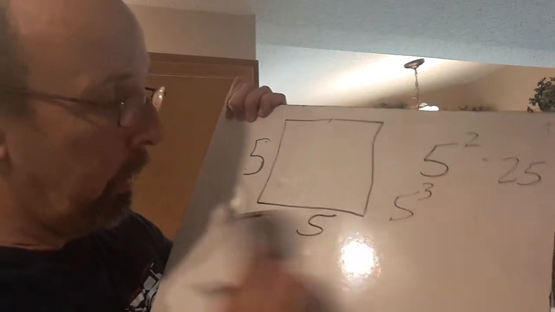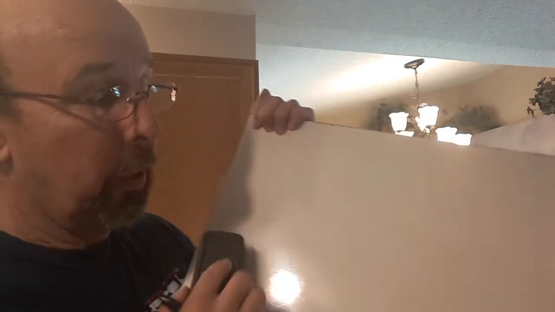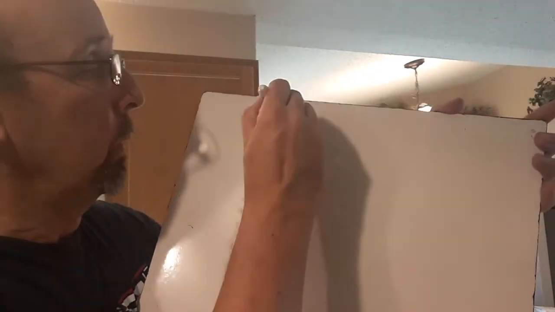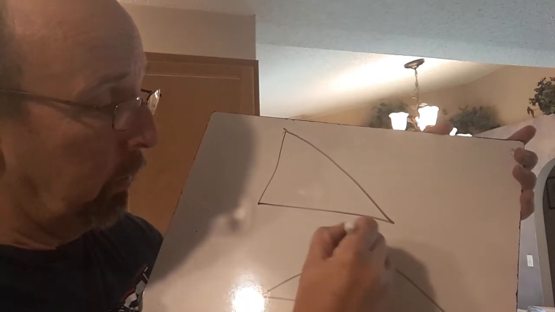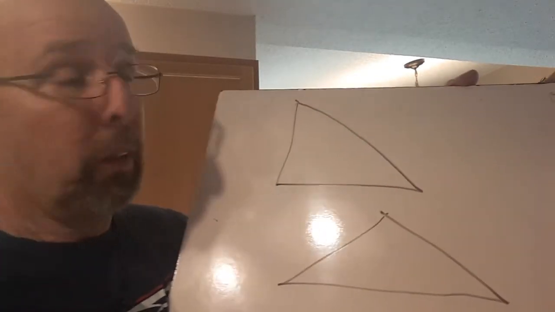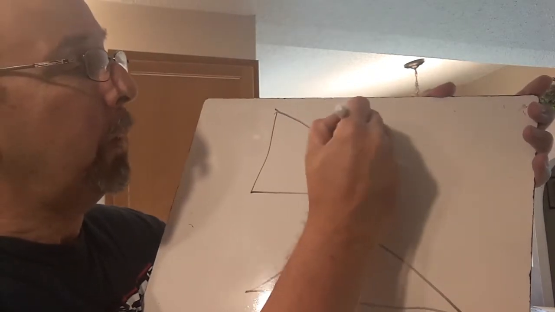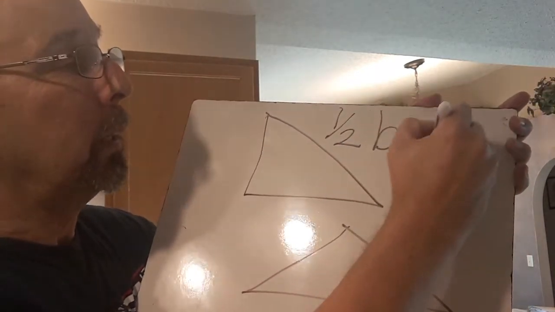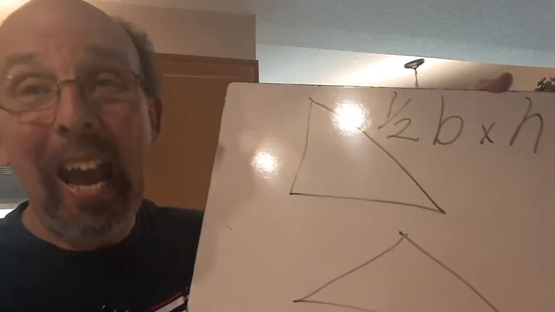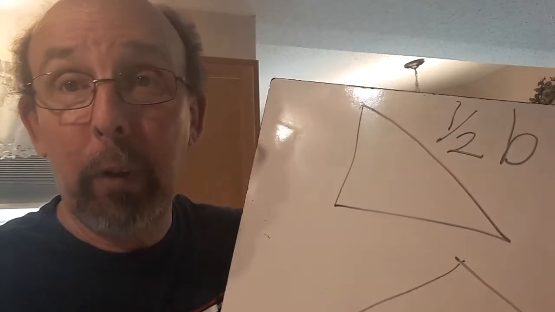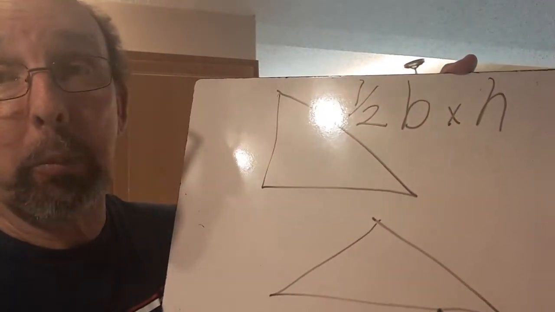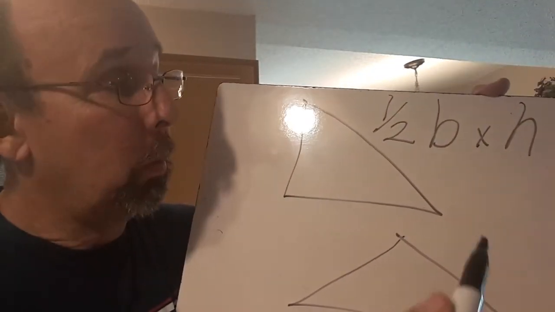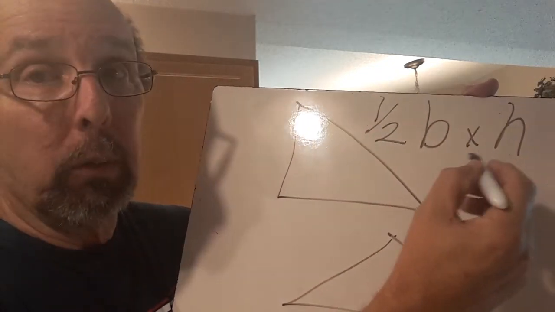So, area and perimeter of squares, rectangles, parallelograms. Then we have the triangle. It doesn't matter what shaped triangle it is. The formula is 1/2 base times height. Why? Because a triangle is half a rectangle or half a parallelogram. So instead of just base times height, it's 1/2 base times height. Pretty simple, right? That's the formula for area of a triangle.